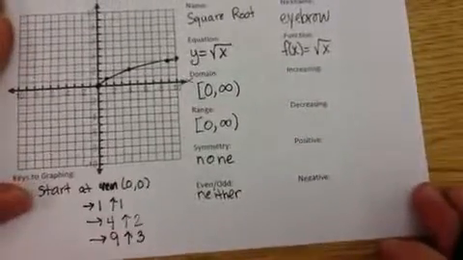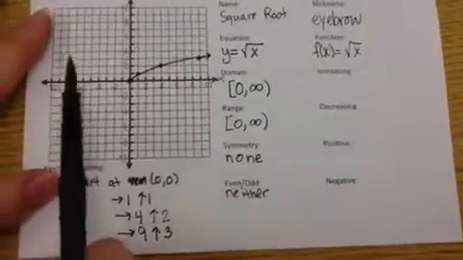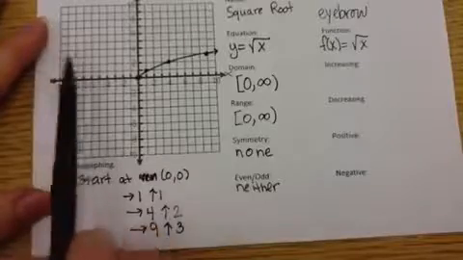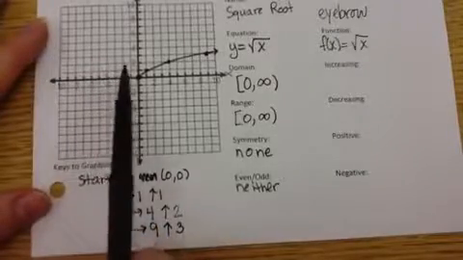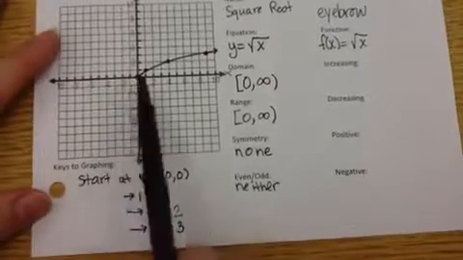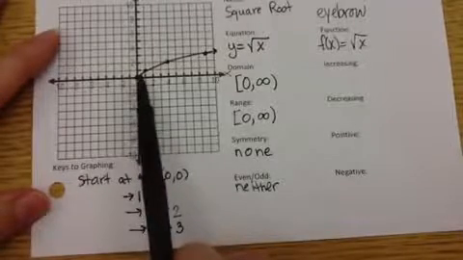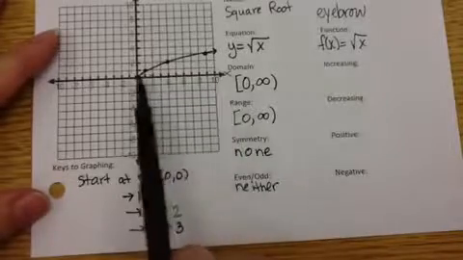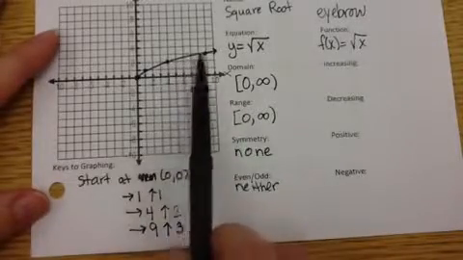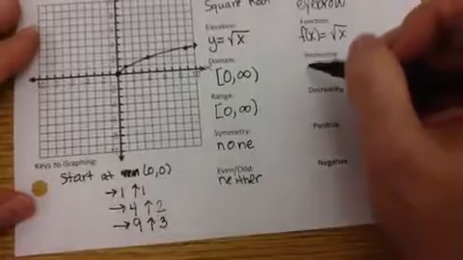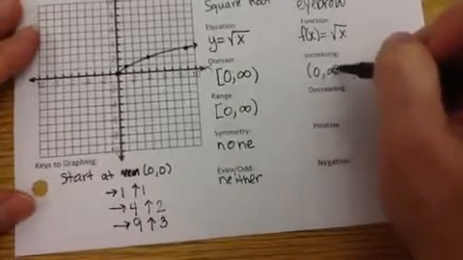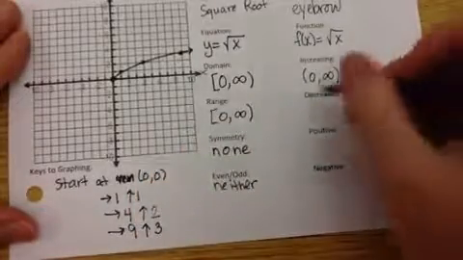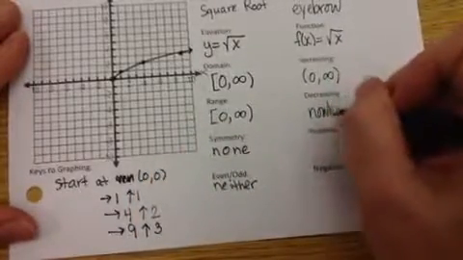Let's look at where this graph is increasing and decreasing. As I go from negative infinity to infinity, the graph is doing nothing out here because it doesn't exist. It starts at 0. And as I go from left to right, from 0 towards positive infinity, this graph is rising. So my graph is actually increasing from 0 to infinity. And it just keeps going and going and going in that positive direction. So it's decreasing nowhere.